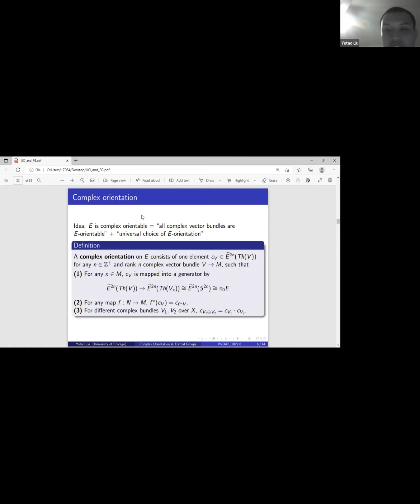Basically, you want the choice of the Thom class to commute with the product of vector bundles, and also you want to transfer the direct sum of vector bundles to be the product of the corresponding cohomology classes. So in fact, in practice, when you want to define a complex orientation on some cohomology theory, you don't have to choose a Thom class on all the complex vector bundles. You only need to consider a special type of complex bundles, which are called tautological bundles. So I'm going to show you the definition.